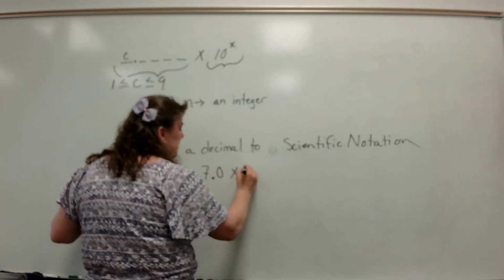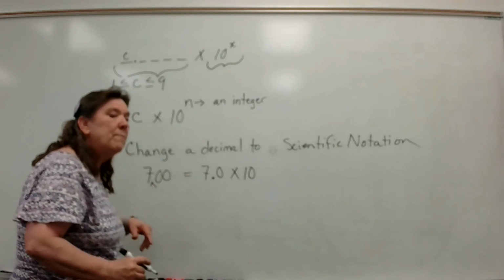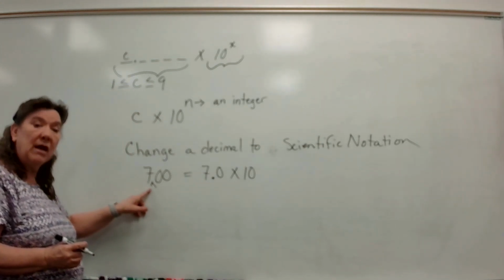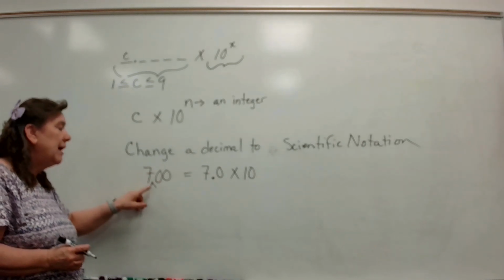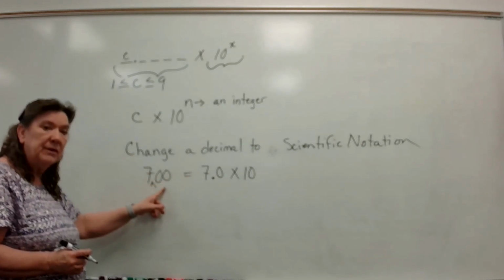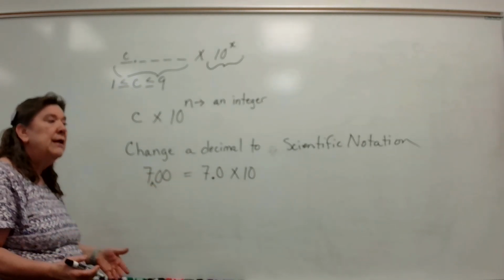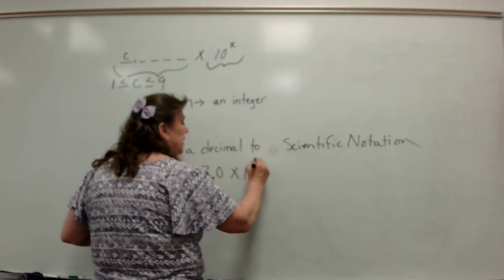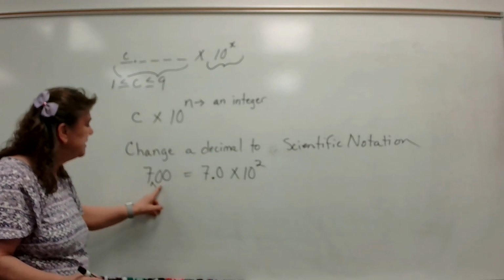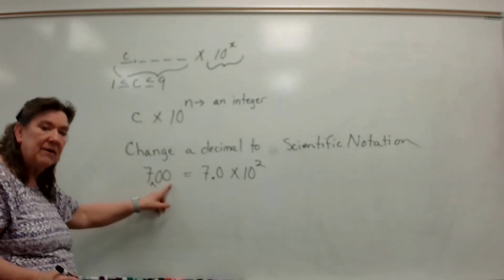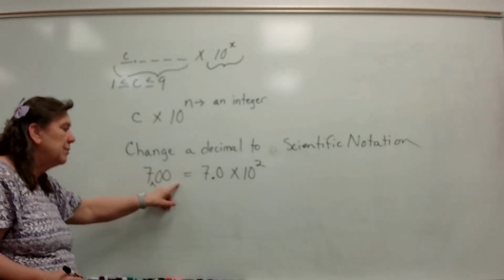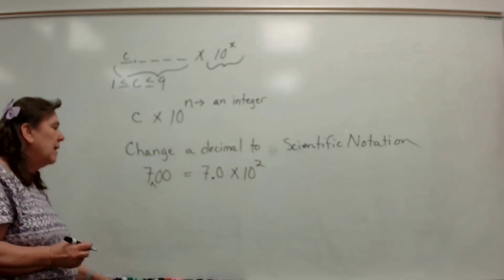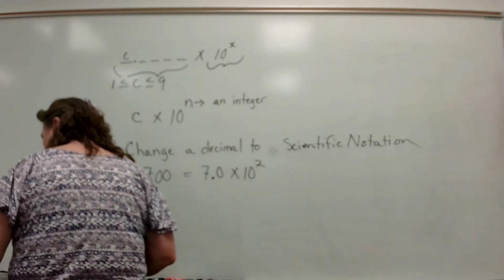7.0 times 10 to what power? Well, if I multiply 7 times 100, it brings me back to 700. And 100 is 10 to the second power. Notice the number of zeros here, or the place values I have to move to get back to the original, is the number that is up there. Okay, let's look at another one.